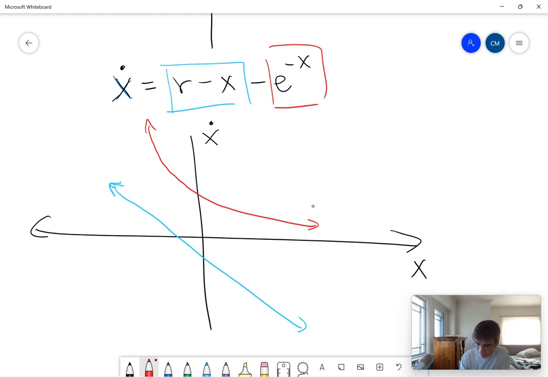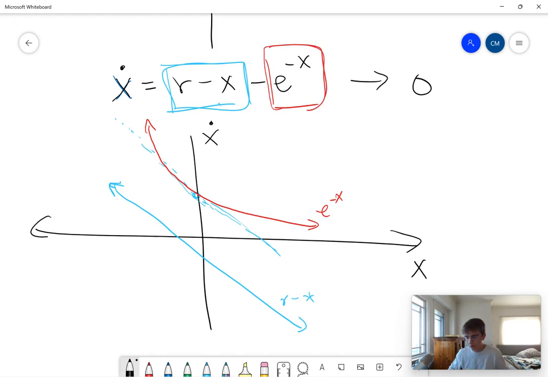And so by varying r, I'm essentially sliding this blue line vertically up and down, and eventually there's going to be a critical point when it intersects this red line perfectly tangentially. And when that intersection occurs, a fixed point is being born because these two equations, the blue and the red terms here, are going to be equal to each other, and so this thing will go to 0, which is the definition of a fixed point.